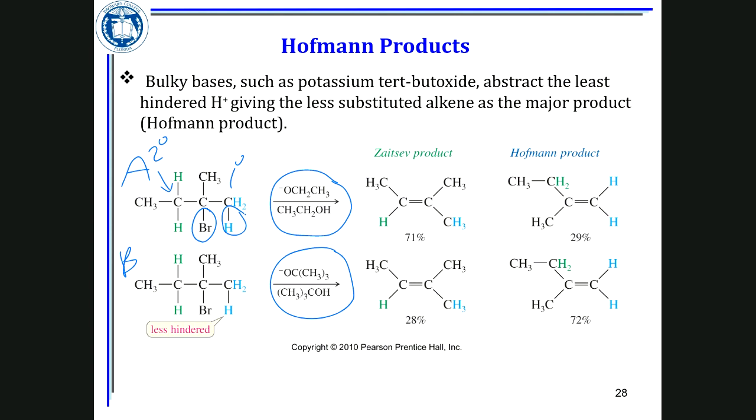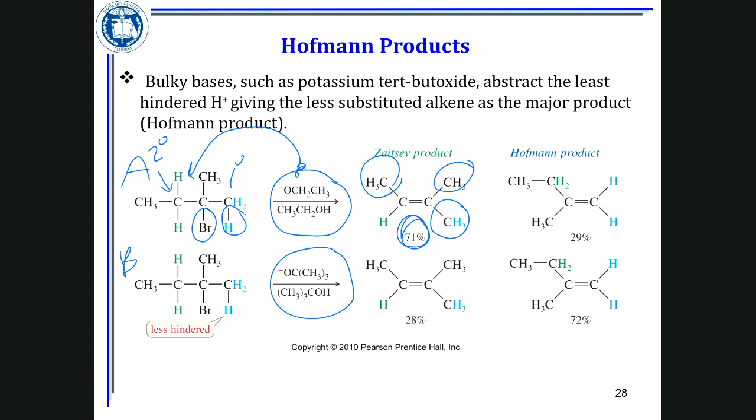Now, if you use a smaller base or less bulky base, it is going to look for hydrogen that is more substituted, because if it removes the hydrogen that is coming from the carbon that is more substituted, as a result, you are going to get 1, 2, 3 alkyl groups around the carbon-carbon double bond. And that makes this product more stable, and you get a higher percentage of that product.